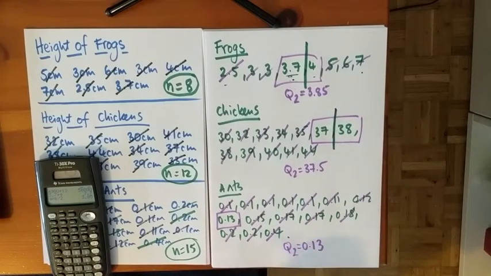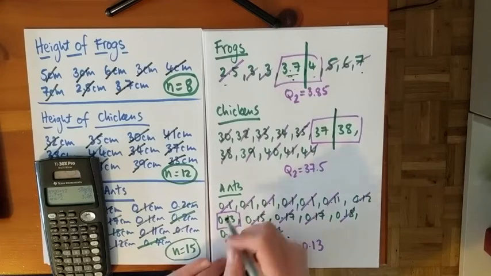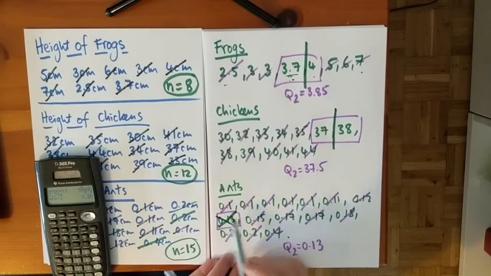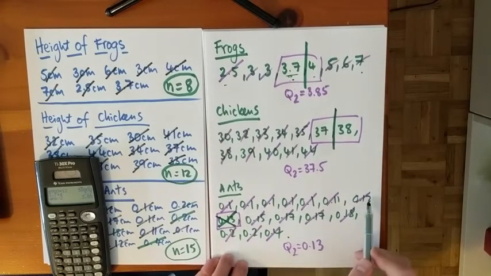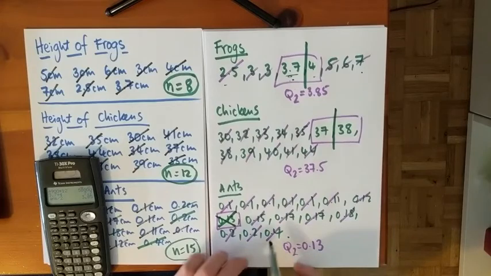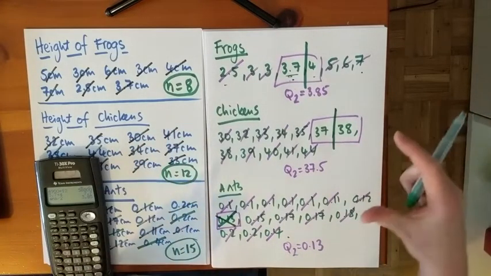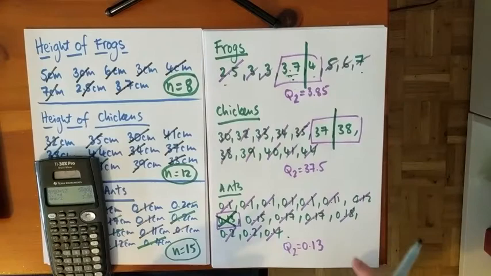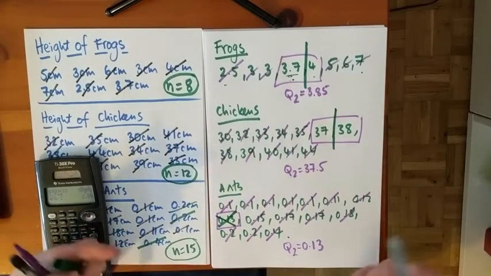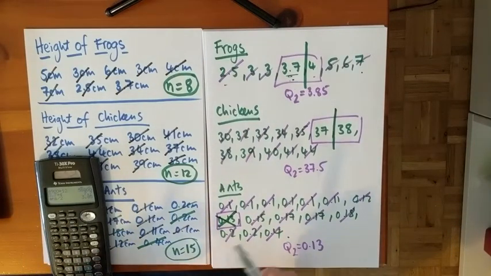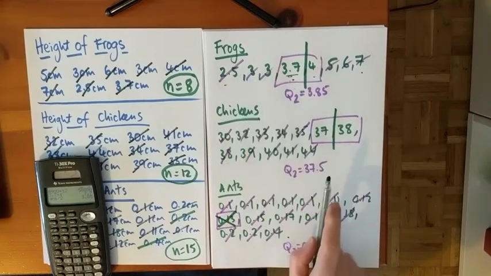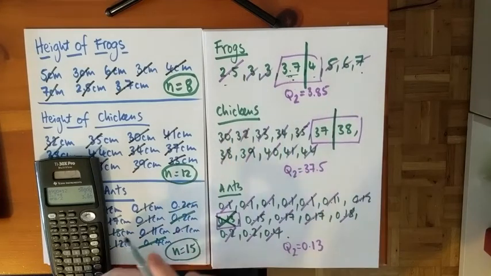But for the ants, what I'm going to do is delete the number in the middle. I'm not going to use that, and use these ones as the lower half and these ones as the upper half. So it really depends on whether you're dealing with an even number of things or an odd number of things. And then you find the quartiles. And the quartiles are the median of the lower half and the median of the upper half. So for the frogs, this should be relatively easy to carry out.